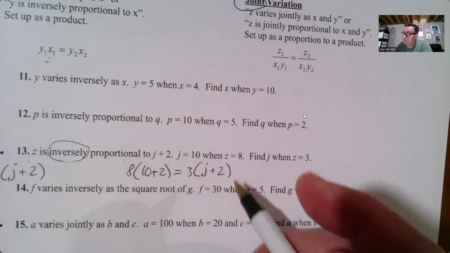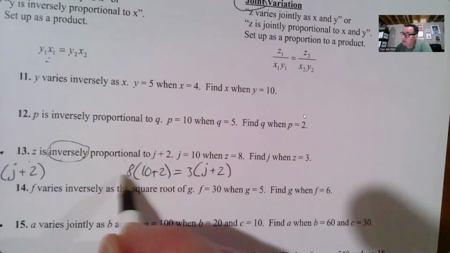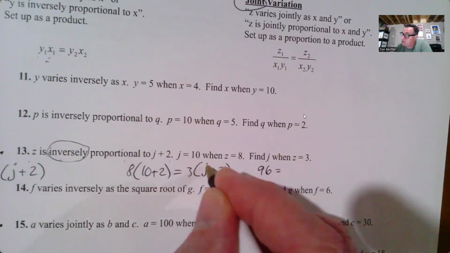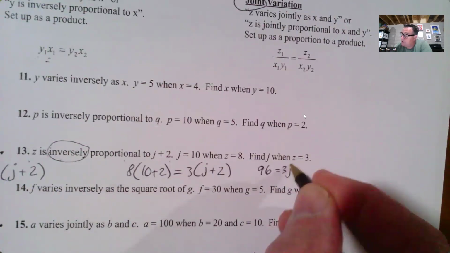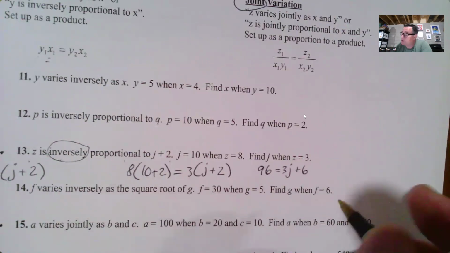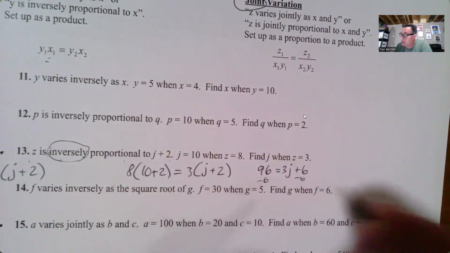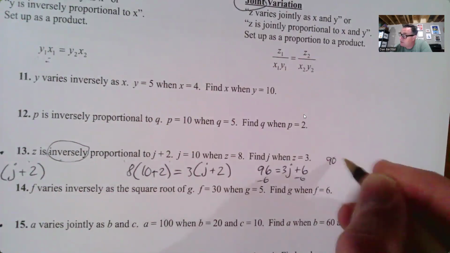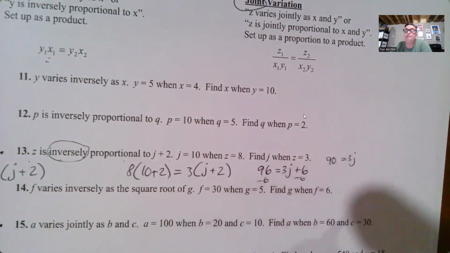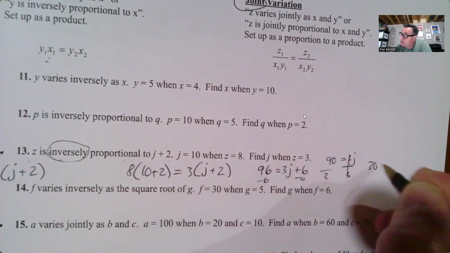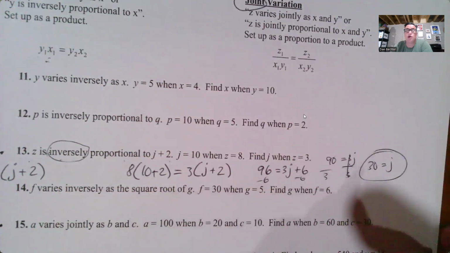Okay, I am going to combine things here. So this is 12. And 8 times 12 is going to be 96. And here I'm going to distribute the 3 to both, so I get 3J plus 6. Okay, so the next thing I'm going to do here to solve for the J is to subtract 6 from both sides, and I'm going to get that 90 is equal to 3J. And then if I divide both sides by 3, I'm going to get that 30 is equal to J. So it's not hard to set them up. It just takes a minute to be able to get them together.